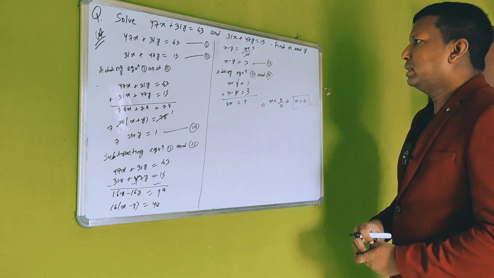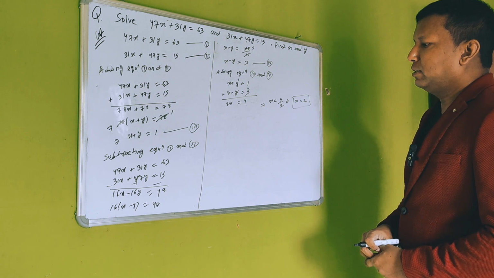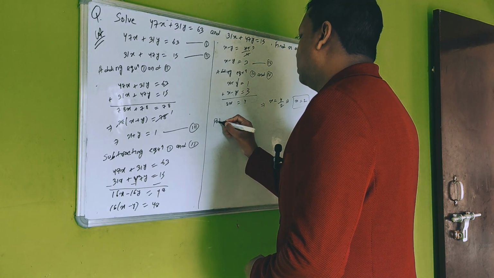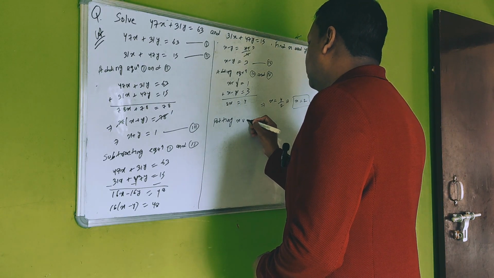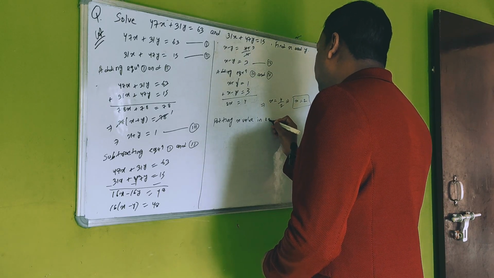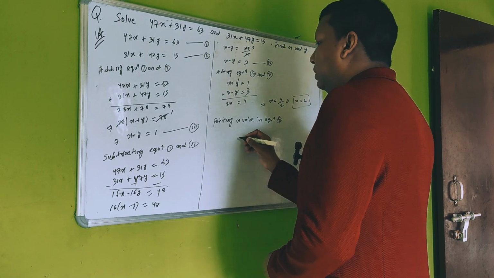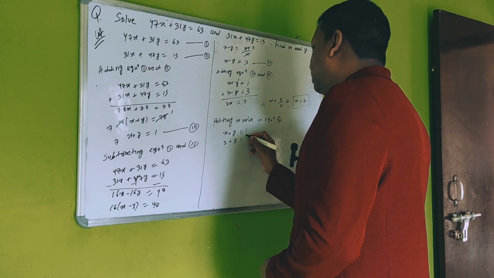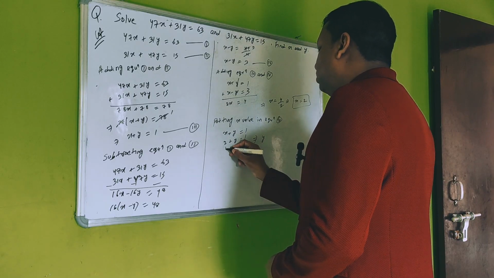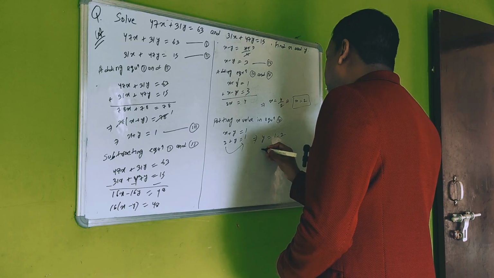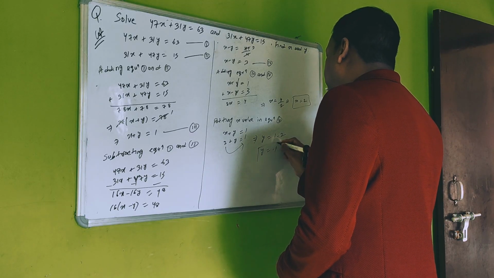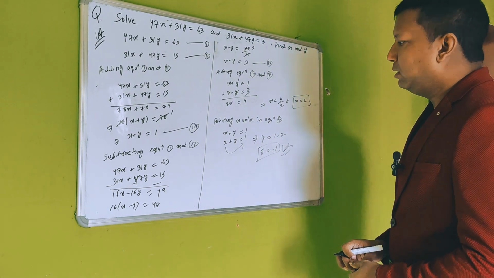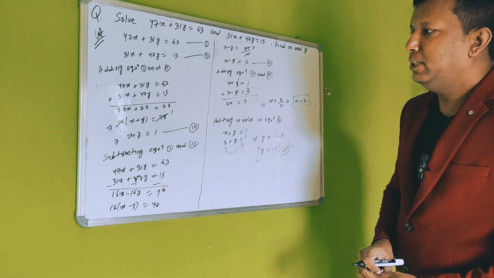Now this x value you can put in equation 1 or equation 3 or equation 2. So simply putting it in equation 3. Equation 3 is x plus y equal to 1. The x value is 2, so 2 plus y equal to 1. Moving the 2 to the right, y equal to 1 minus 2, so y equal to minus 1. So x value is 2, y value is minus 1.